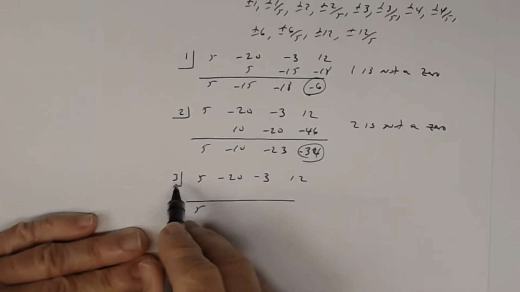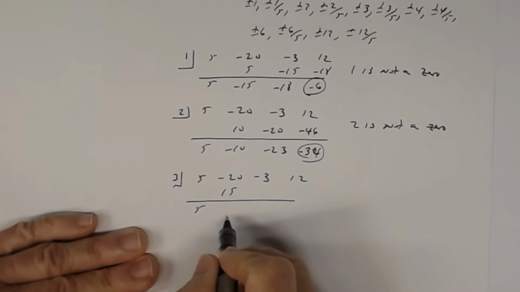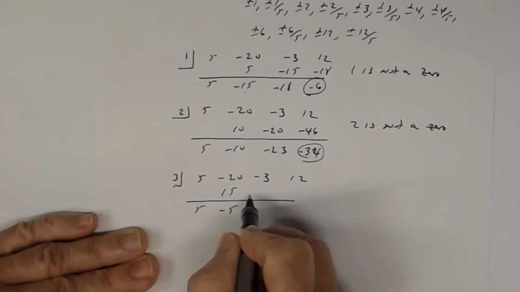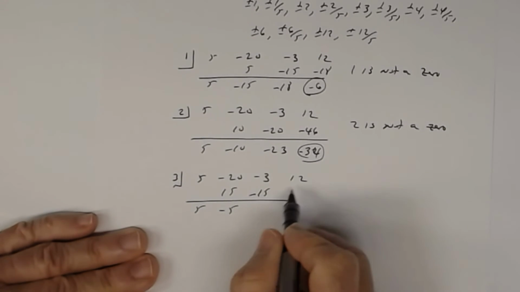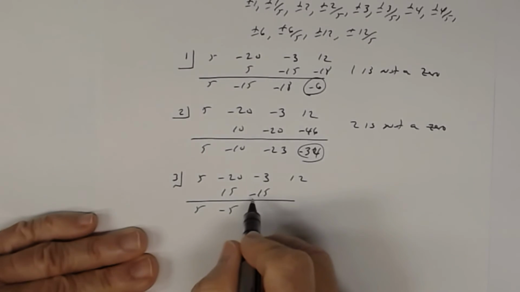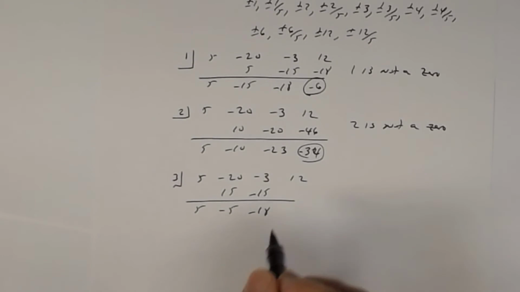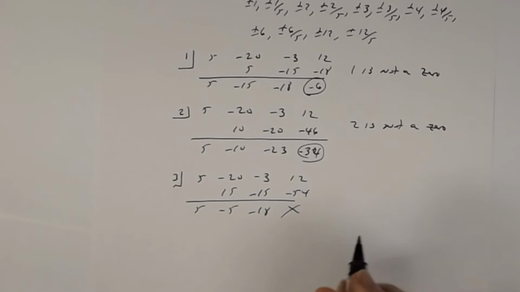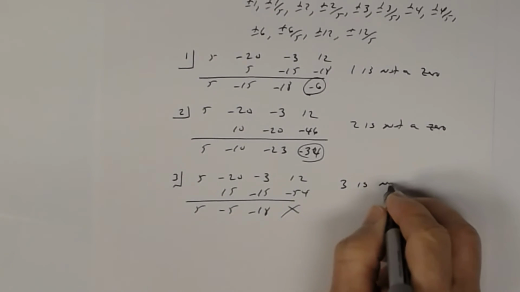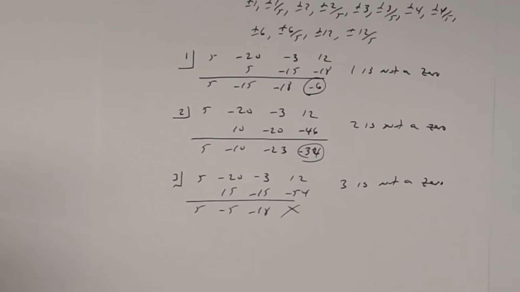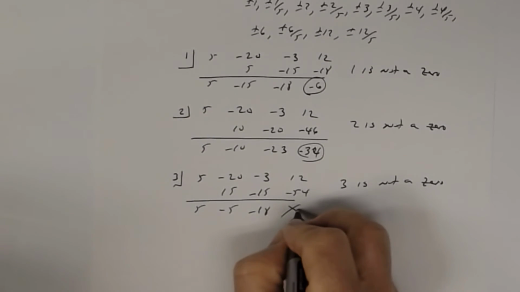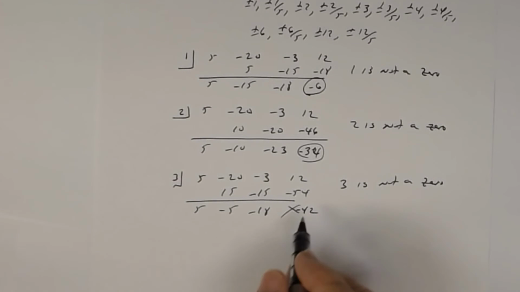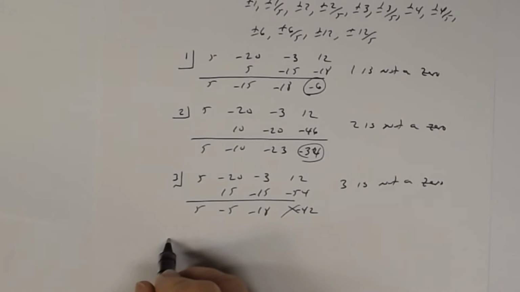So we have 5. 3 times 5 is 15. Negative 20 plus 15 is negative 5. 3 times negative 5 is negative 15. Obviously, you see you're not going to end up with negative 12. Negative 18, and when you multiply negative 18 times 3, you get negative 54. So you know you're not going to get 0 there, right? So that means 3 is not a 0. In fact, you get negative 42, so that's not 0.